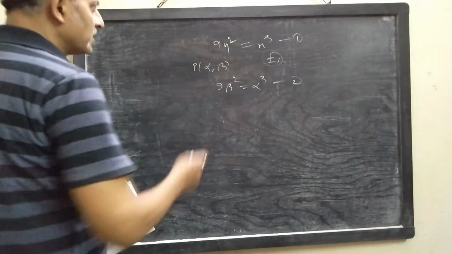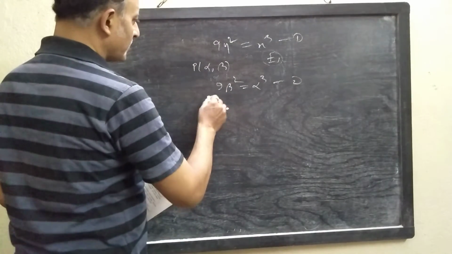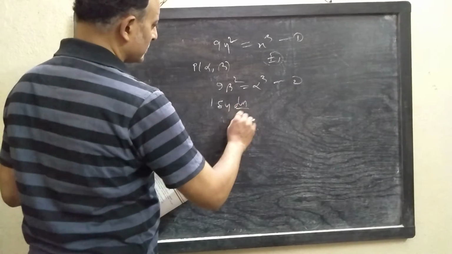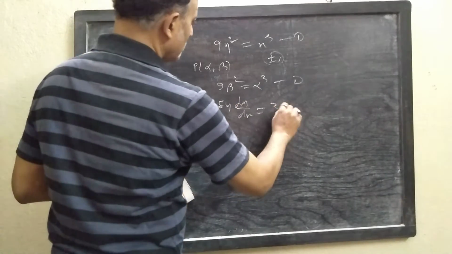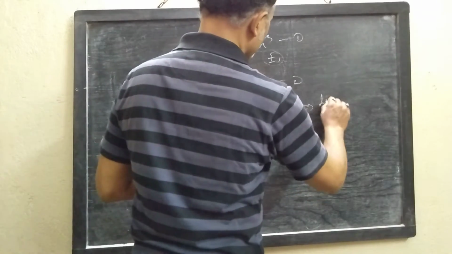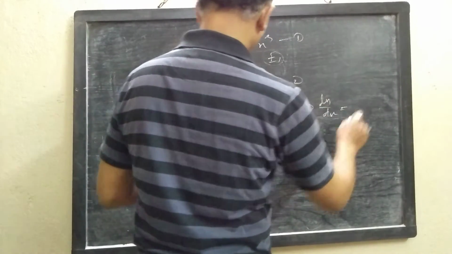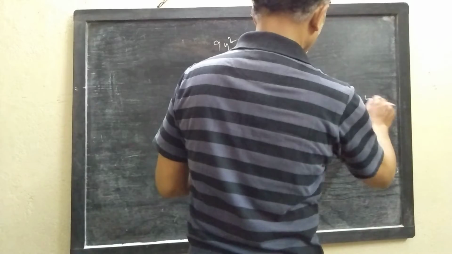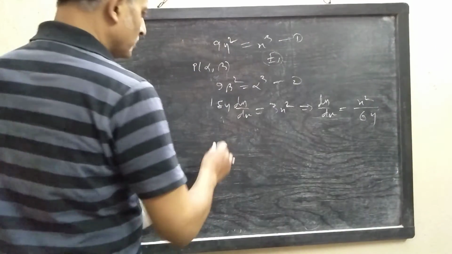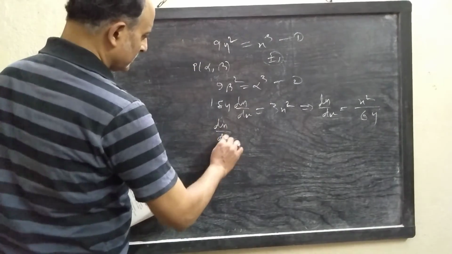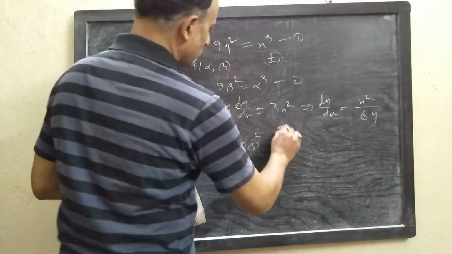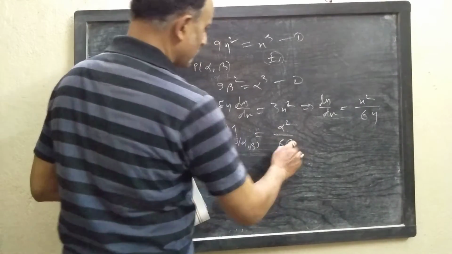Now differentiating both sides of 1 with respect to x, we get 18y dy/dx is equal to 3x square. This gives us dy/dx equals x square by 6y. So dy/dx at (alpha, beta) is equal to alpha square by 6 beta.